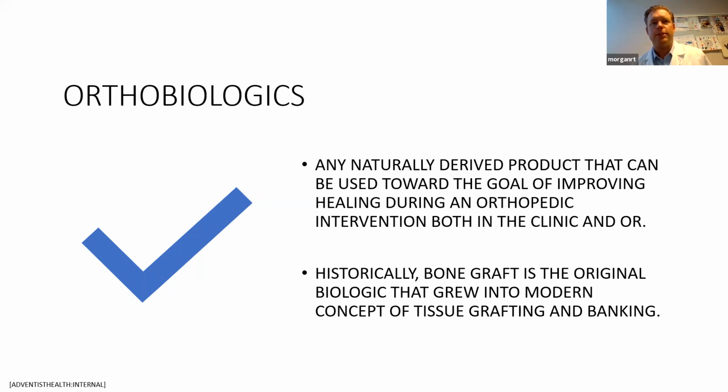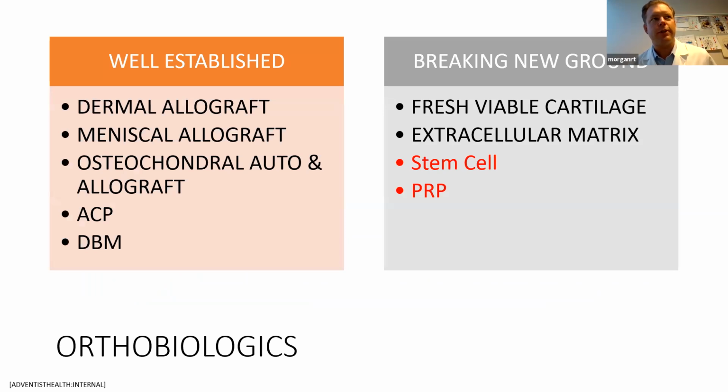So bone grafting was the original biologic. So when patients have bad fractures, sometimes we have to add extra bone from another source to help the bone to heal. And then tissue grafts and tissue banks, these are all the original kind of orthobiologics. So there's the well-established on the left side, like the skin and meniscus grafts and bone and cartilage grafts, versus breaking new ground with stem cells and PRP. So these are things that we want to talk about today to get you kind of up to date on some of these newer therapies that are coming out.